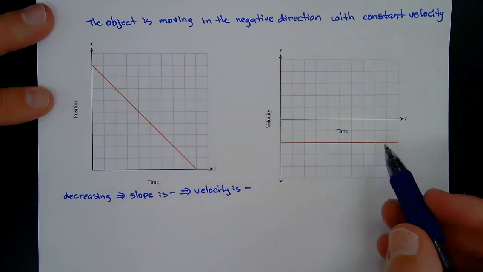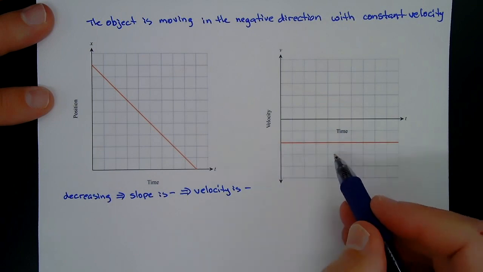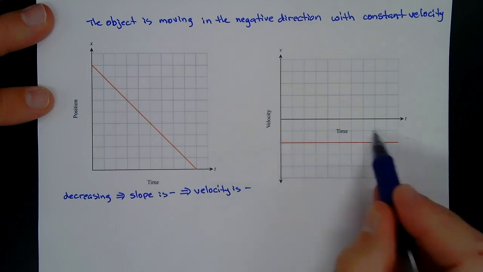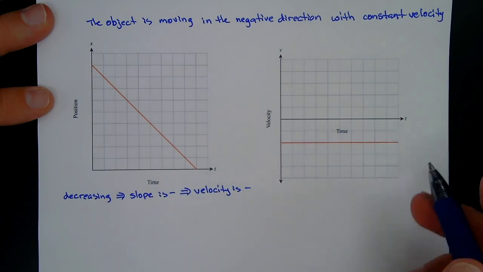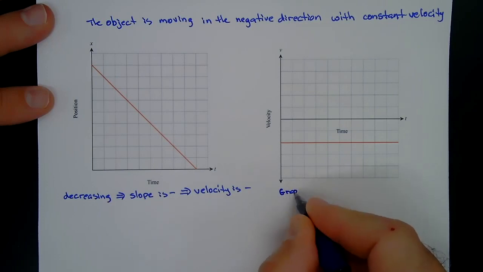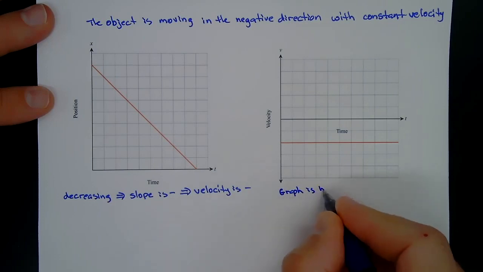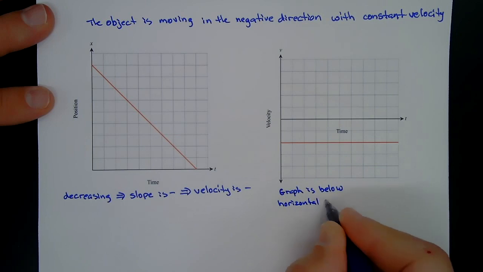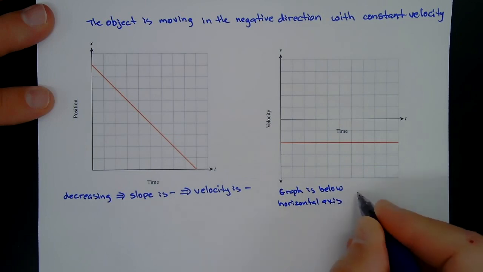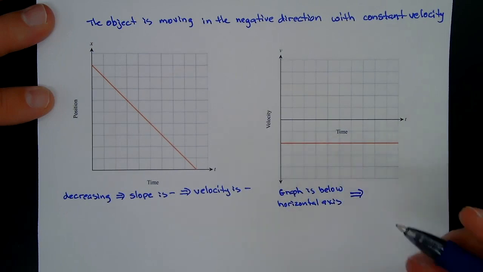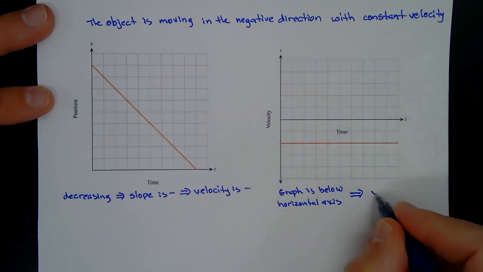All right, over here, the graph is below the horizontal axis, which is telling me all these velocity values are all negative, okay? So we know that the graph is below the horizontal axis. And because it's below, all the values below are all negative. So this graph, the velocities all have to be negative.